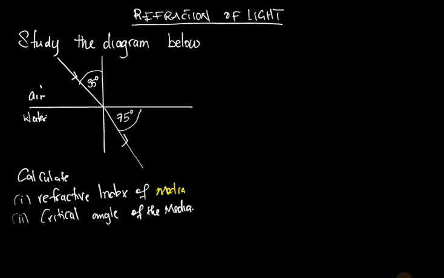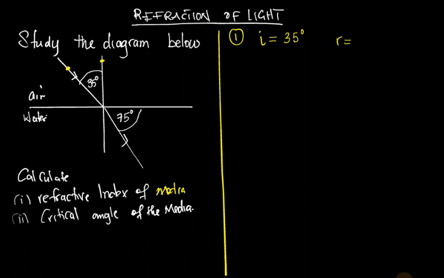Now, what's the approach to this question? The first thing you need to know is that to find the refractive index, you need the angle of incidence and the angle of refraction. So to answer part 1, we need I, which is the angle of incidence. The angle of incidence is the angle between this line and that line, which is 35 degrees. And R is the angle of refraction, which is the angle between this and this. So we need this angle, not that one there.